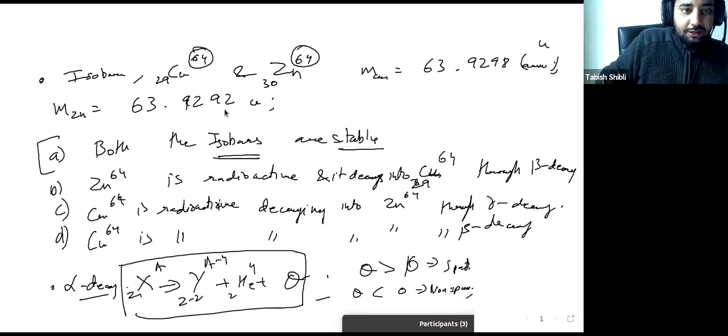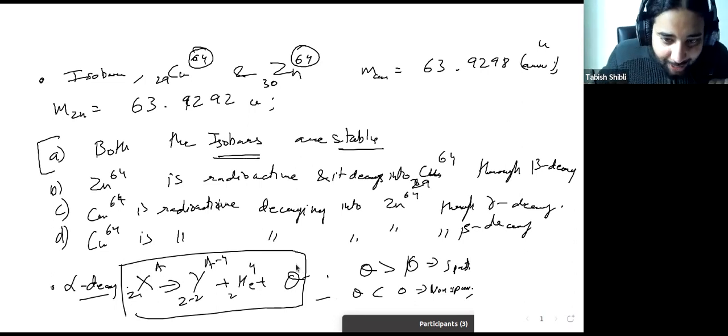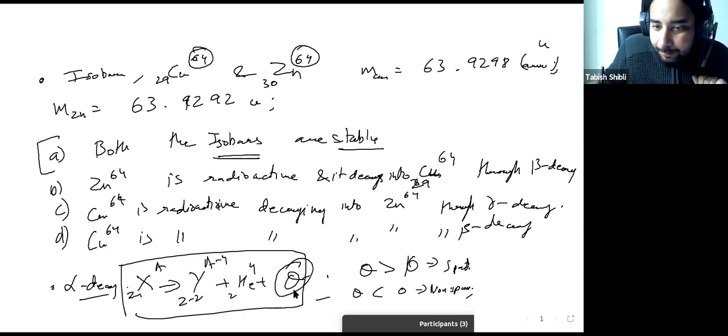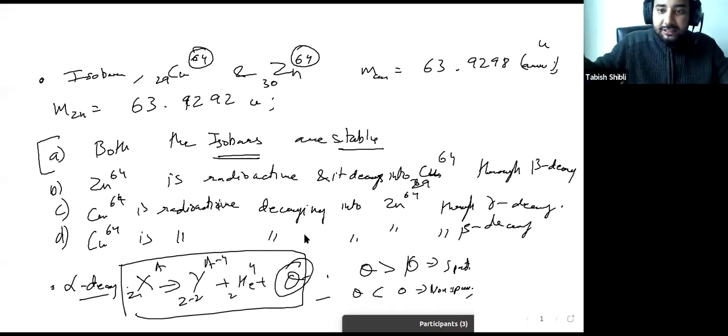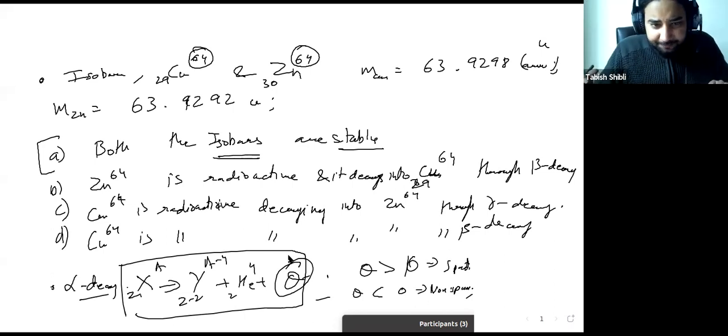So we need to put copper here and then zinc here as X. First of all, neither of them can go to each other through this process. But second of all, if you actually put these things here, you will realize that Q will be positive in the case of zinc. What would that mean? That would mean that if you have zinc, it will just disintegrate, giving out a helium and whatever comes before copper, and that is what will be released with some energy. Does that make sense?